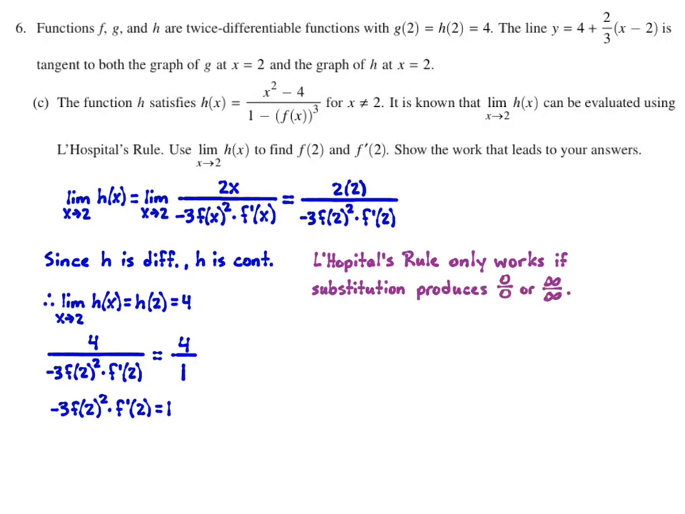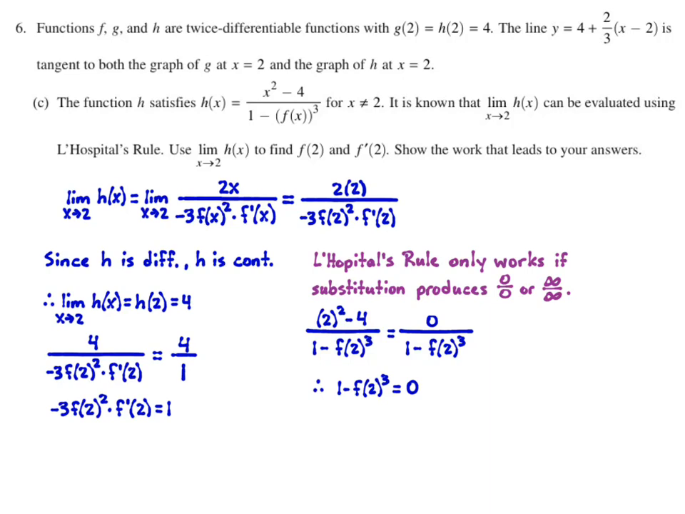And so that made me think, okay, if I'm taking the limit as x approaches 2 of this, and I substitute 2 into this, I end up with 2 squared minus 4 over 1 minus f of 2 cubed. Well, 2 squared minus 4 is just 0. So that tells me that when I substituted in, I got a 0 on the top. Well, if L'Hopital's rule applies, that means I would have had an indeterminate form of 0 over 0 because the numerator was 0. That implies that the denominator must be 0. So that implies that 1 minus f of 2 cubed is 0.